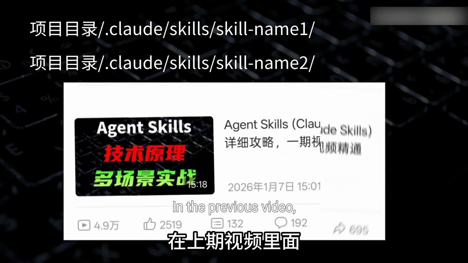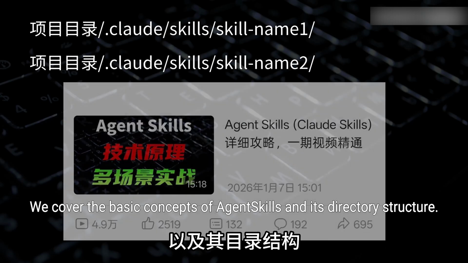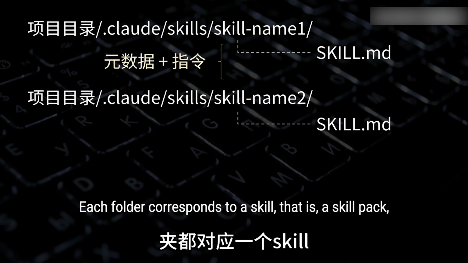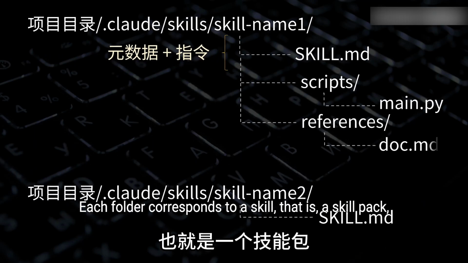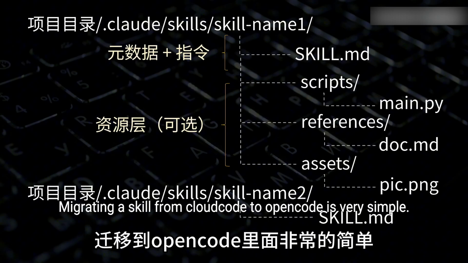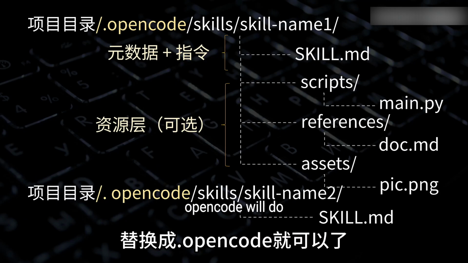In a previous video, we covered the basic concepts of agent skills and their directory structure. We can understand a skill as a manual with a table of contents. Each folder corresponds to a skill, that is, a skill pack. Migrating a skill from Claude Code to OpenCode is very simple. We only need to replace the .claude in the directory with .opencode.